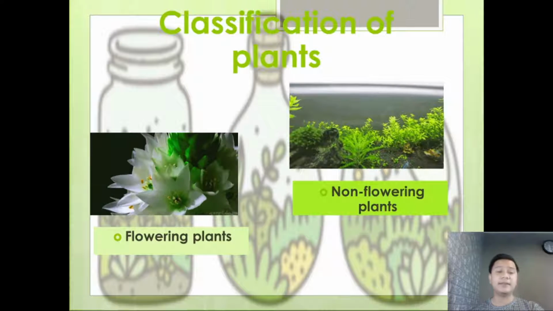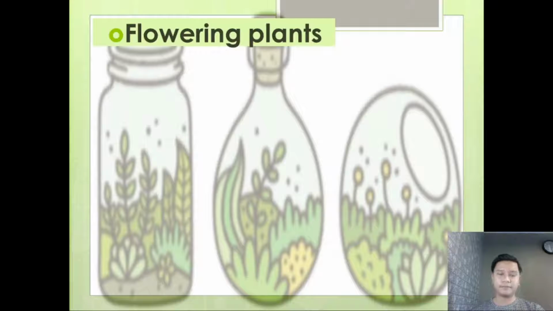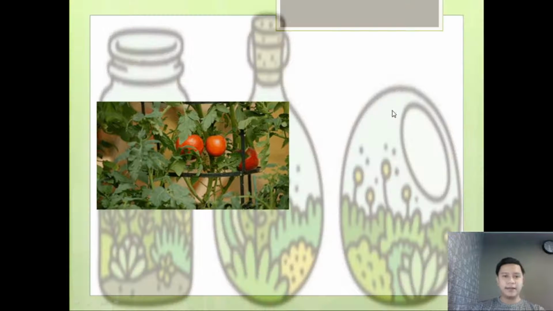Non-flowering plants. When we say flowering plants, these are plants that have flowers, and the flowers produce fruit and seed. Again, flowering plants are plants that have flowers, or flowers that produce fruit and seed. So these are examples of flowering plants.